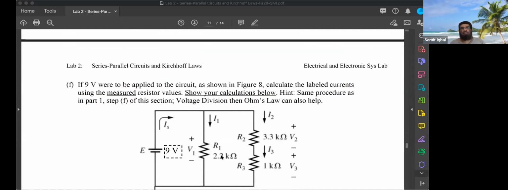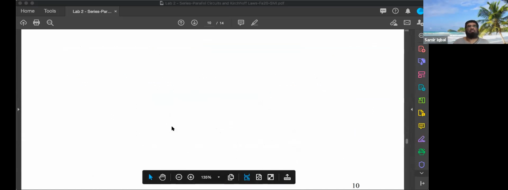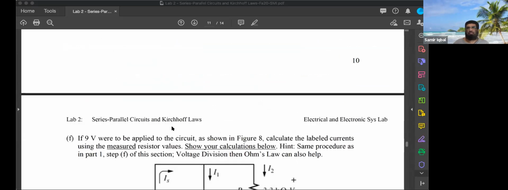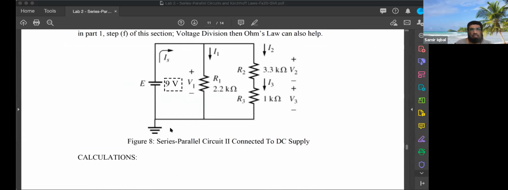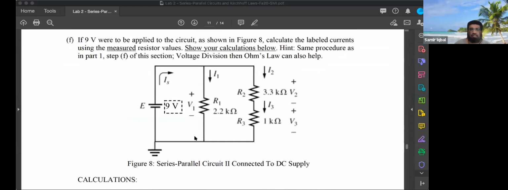All right, so now we'll apply the 9 volt to the circuit. Why do I have so much white space? I think it took off something during PDF formation. But anyway, this is good to go for you guys, except that one correction that we already identified.